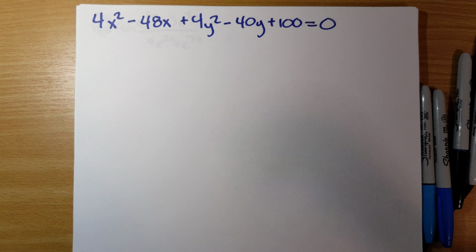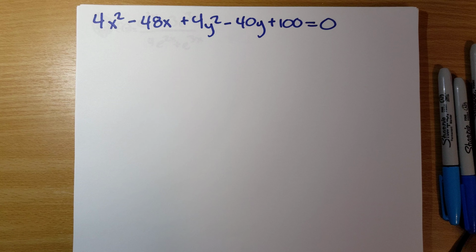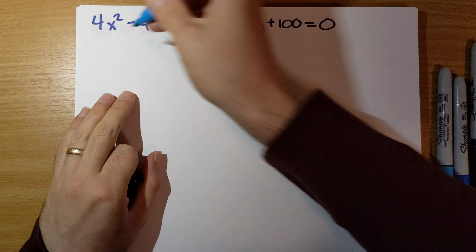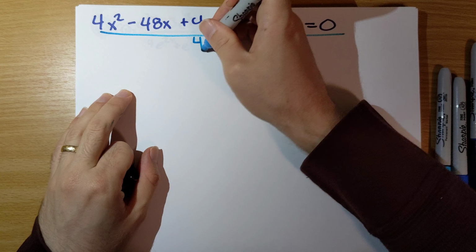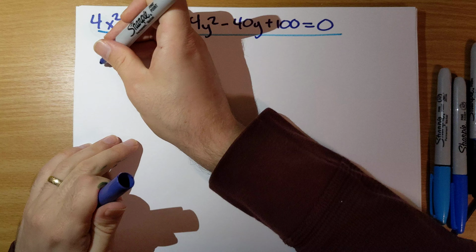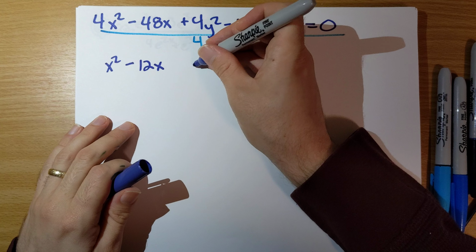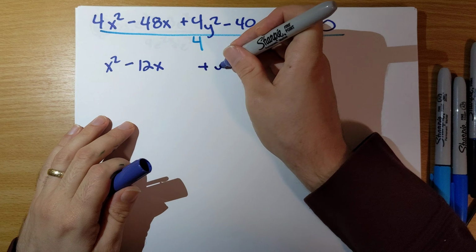Problem number 20. We're given this equation of a circle, and we want to analyze it. First thing I'm going to do is divide everything by 4. Every coefficient is a multiple of 4, so let's just divide by 4. And this gives us x squared minus 12x plus y squared minus 10y plus 25 is equal to 0.